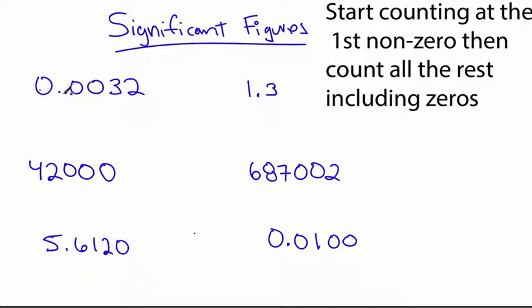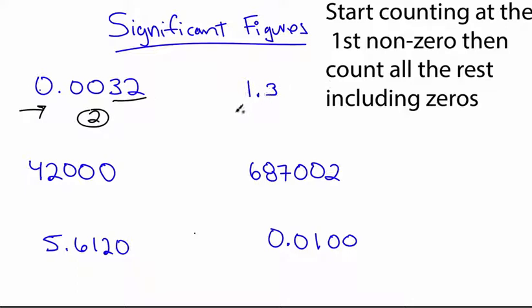So I see a period, which means that I need to start on the left-hand side. So I need to start on this side, the Pacific Ocean side, because I see the period. Now I'm going to follow my rule. My rule says to start counting at the first non-zero. There it is. It's right there. And then I'm going to count all the rest. Turns out I only have 2. So this particular number here has 2 sig figs.